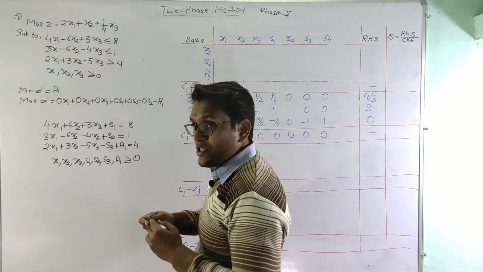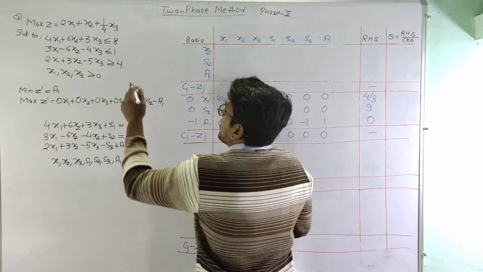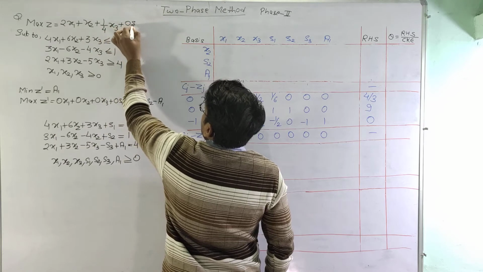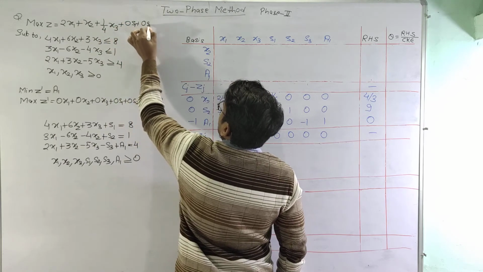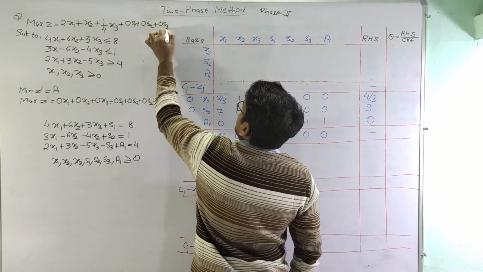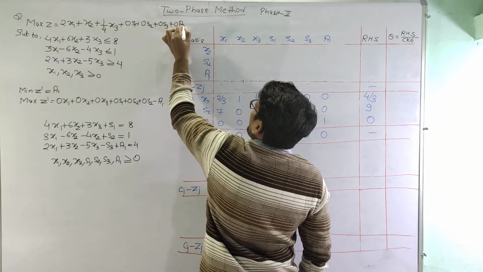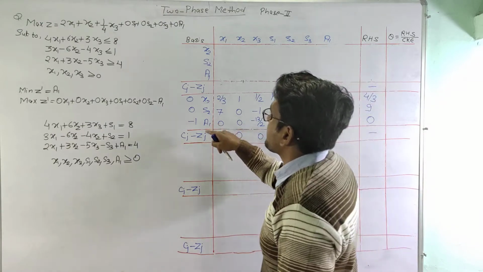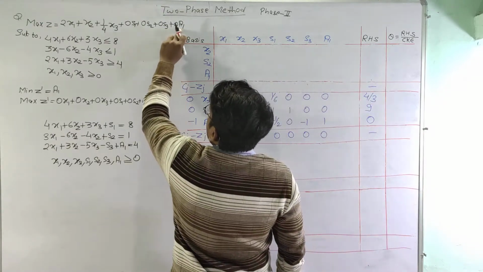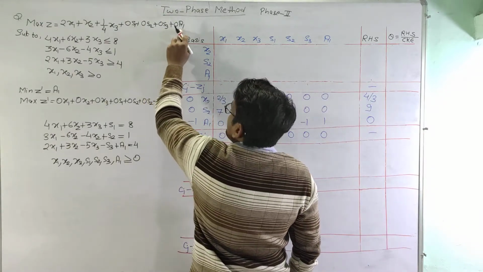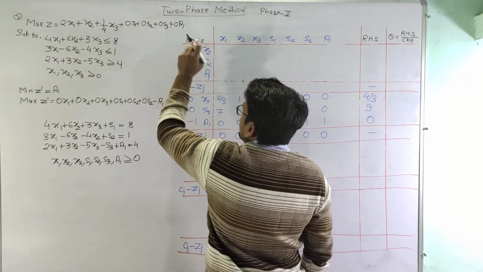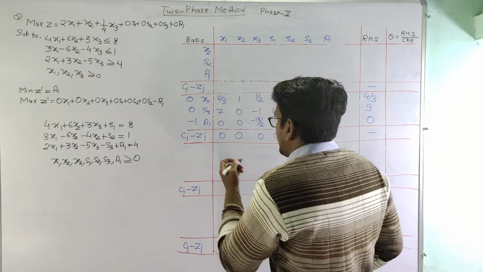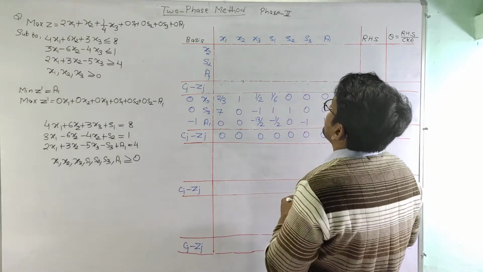And one thing we need to understand here is that once this objective function is used, we have 0 s1 plus 0 s2 plus 0 s3 plus 0 a1. If we have an artificial variable here, we will also take it as a 0 coefficient in the objective function. Okay, this is what we need to remember here. And let us start solving phase 2.